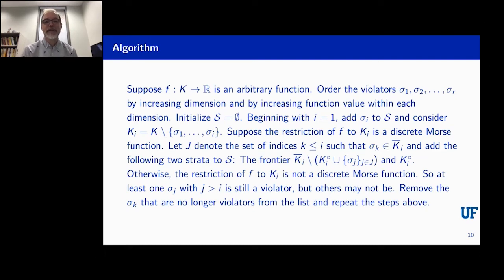But here's how it goes. So you start with a function, and you look for all the violators. So we'll order them by increasing dimensions. So all the vertices come first, and then all the edges, and then all the two simplices, and so on. And then, okay, fine, so you've got a bunch of vertices maybe. Then you order them by function value, increasing function value.